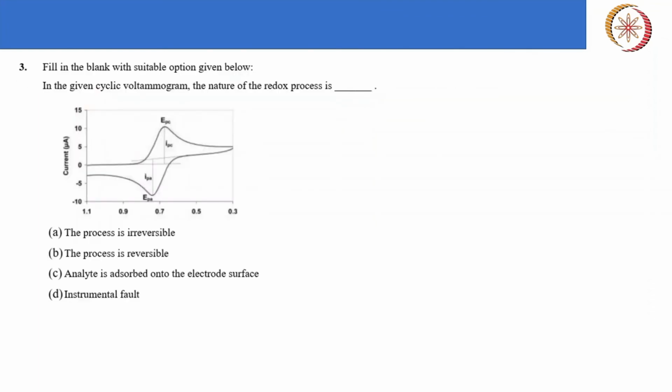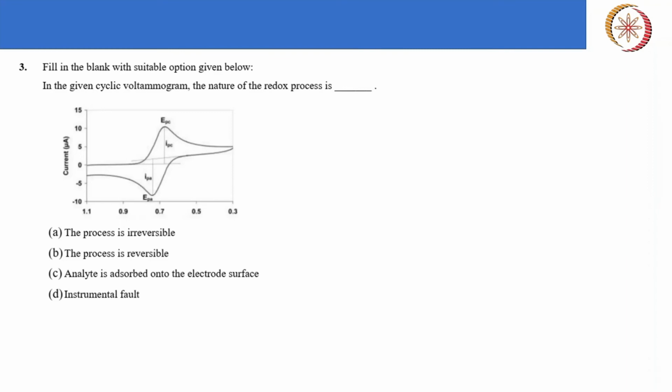Okay. So next question is, fill in the blank with a suitable option given below. In the given cyclic voltammogram, the nature of the redox process is: the process is irreversible, the process is reversible, or analyte is adsorbed onto the electrode surface. So what is the answer? Sunil has written, it is a reversible process.